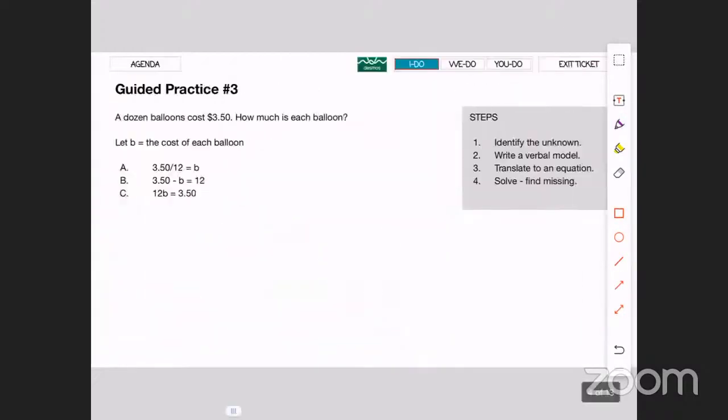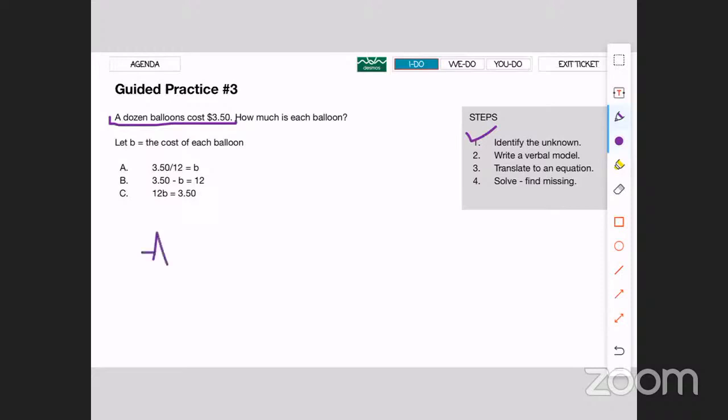So on the next problem, let's take a look at this one. They already did step number one for us, because it says let b be the cost of each balloon, and a dozen balloons cost $3.50. Okay, so we know a dozen is equal to 12 pieces, right? So that means if 12 pieces cost $3.50, how much will each piece cost? So how can you come up with that equation?